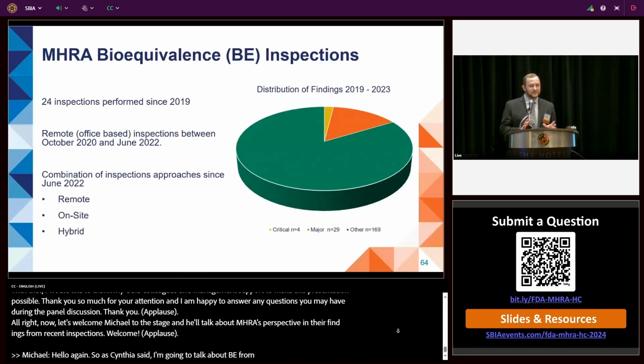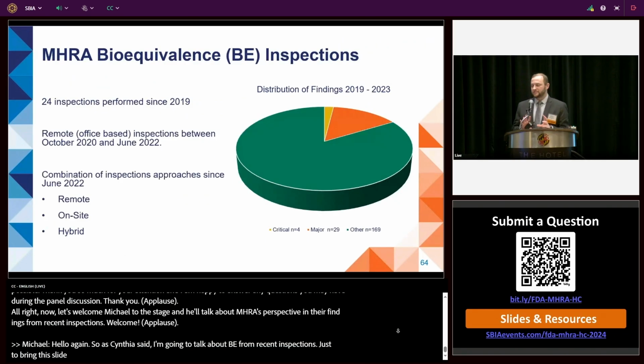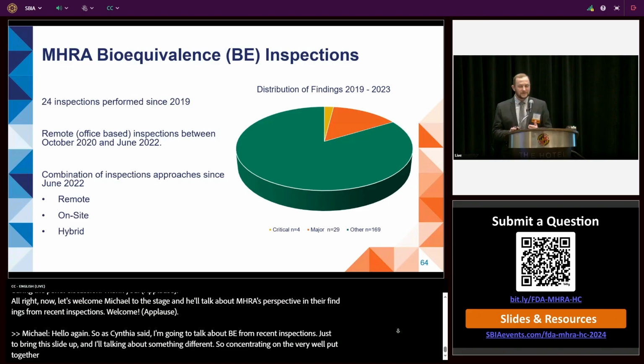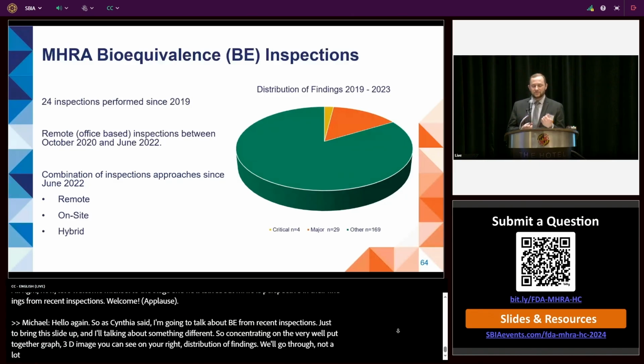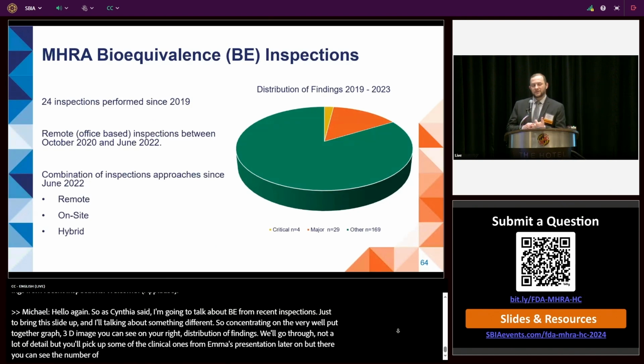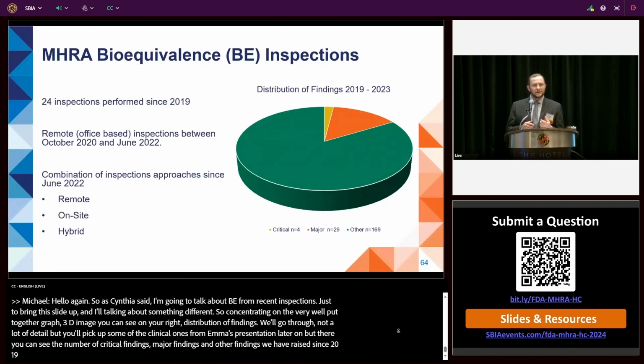Again, just to bring this slide back up, we'll talk about something different. So concentrating on the very well put together 3D graph you can see on your right, the distribution of findings. We'll go through it not in a lot of detail, and you will pick up some of the clinical ones from Emma's presentation later on. But there you can see the number of critical findings, major findings, and other findings that we've raised since 2019.